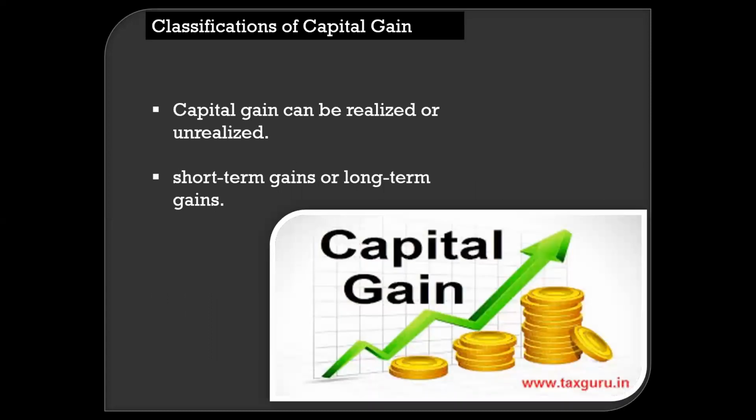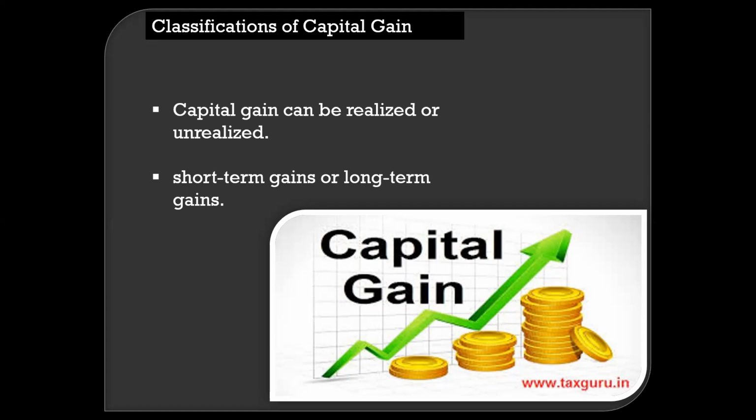Now, moving to the classifications of capital gain. Capital gains can be classified into two categories. Capital gain can be realized or unrealized. The realized gain is the gain from the final sale of an asset or investment. Conversely, an unrealized gain arises when the current price of an asset or investment exceeds its purchase price, but the asset or investment is still unsold.